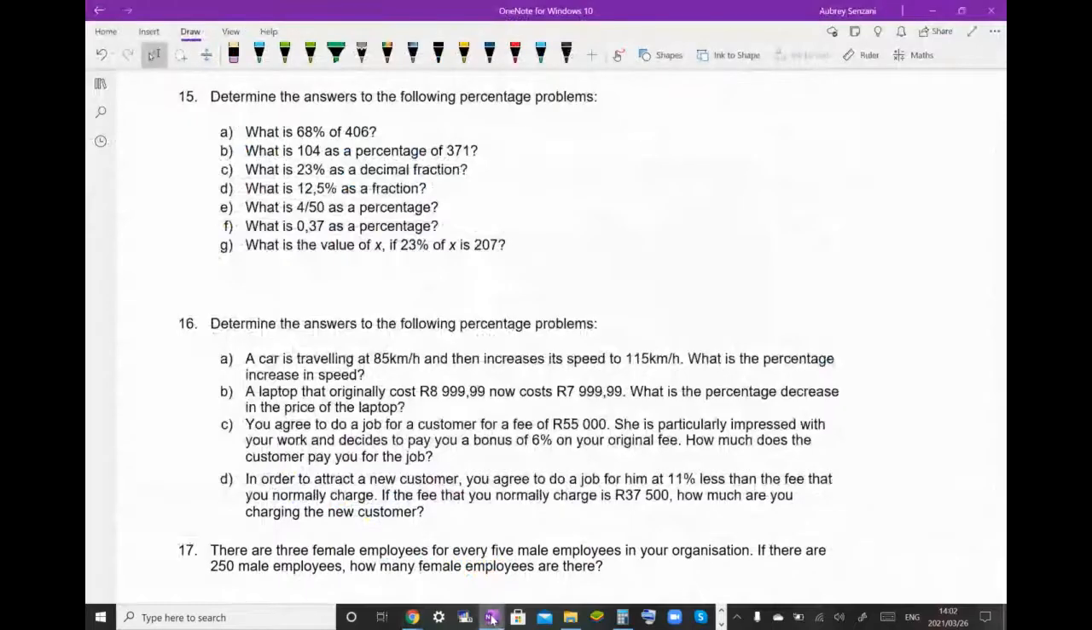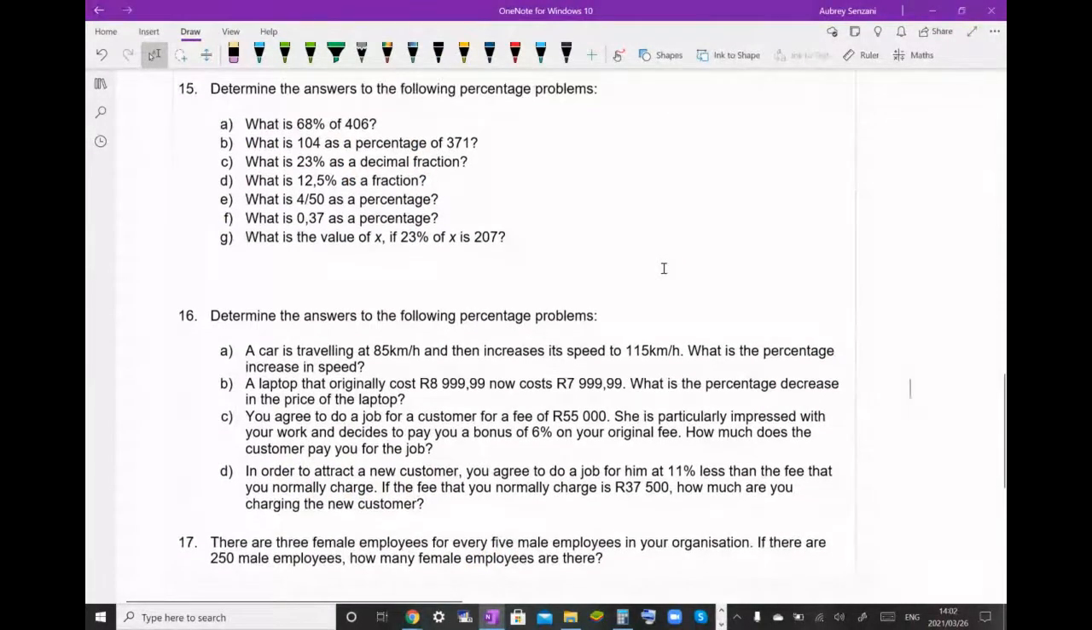Let us then begin with question 15, right? Determine the answer to the following percentage problems. And again, you guys can use your calculators, all right? So, what is 68% of 406? Somebody tell me.